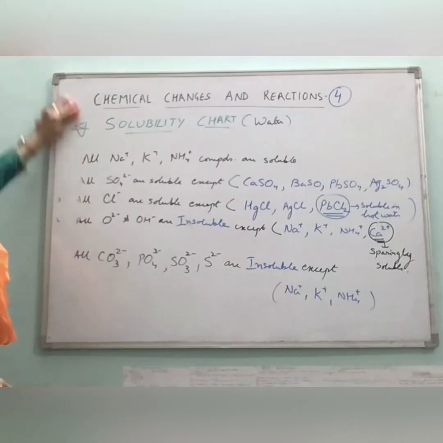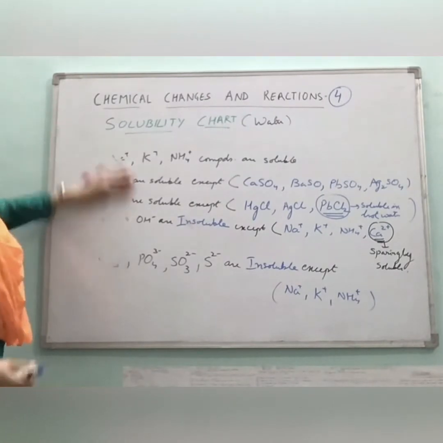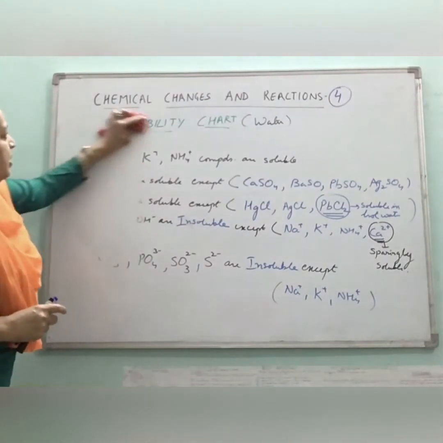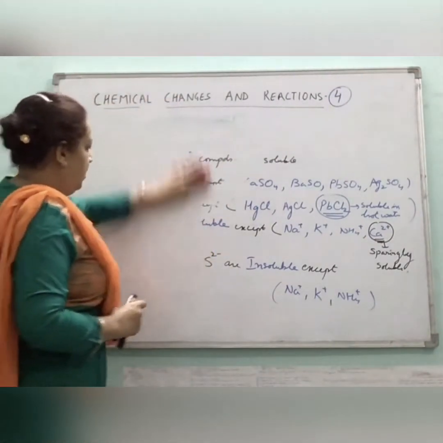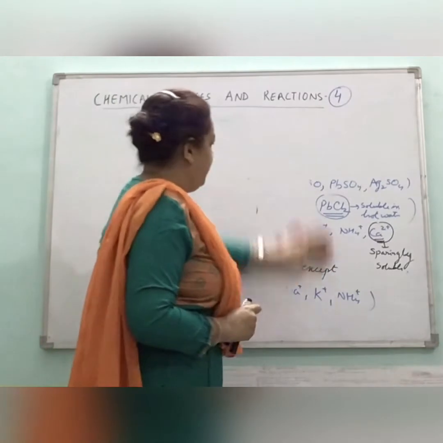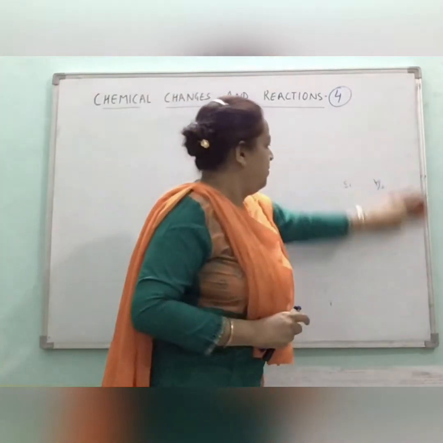Okay. So now, double decomposition reaction is of 2 types. One is precipitation and the other one is neutralization.